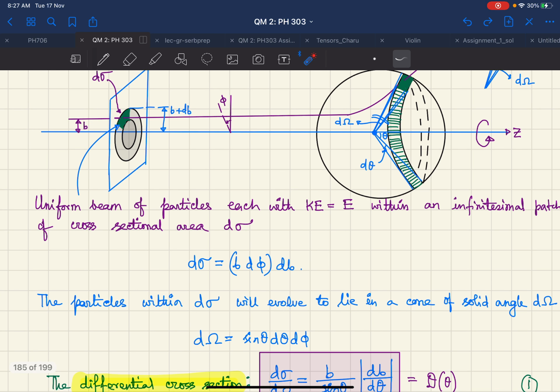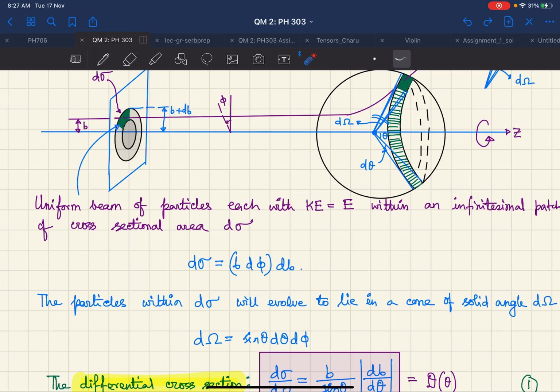Now, therefore, you can immediately write dσ as b times dφ. What is φ? φ is this angle. So b times dφ times db is going to give me the infinitesimal patch dσ.